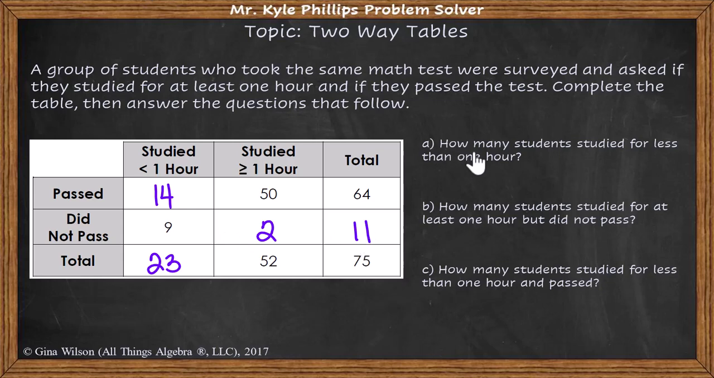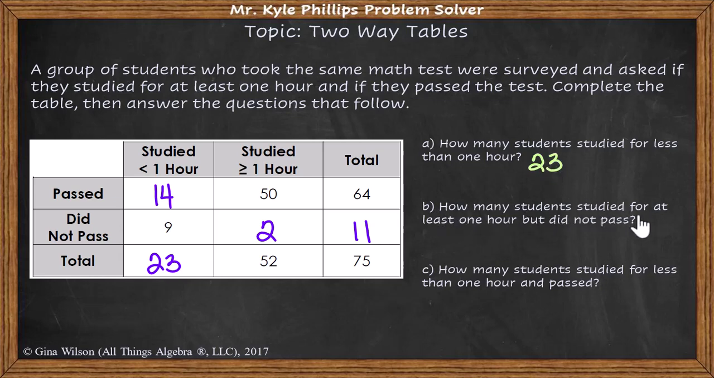So how many students studied for less than 1 hour? I need to come over here for students that studied less than 1 hour. Now, it said nothing about students that passed or failed. It just said how many studied for less than an hour. So we're going to look at the total value that studied less than an hour, and that would be 23.